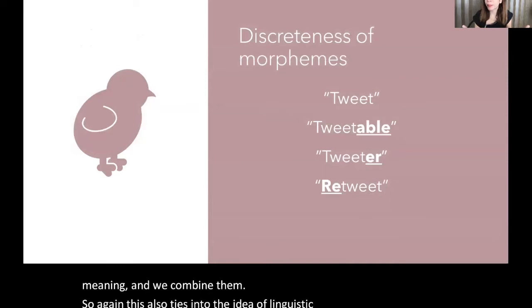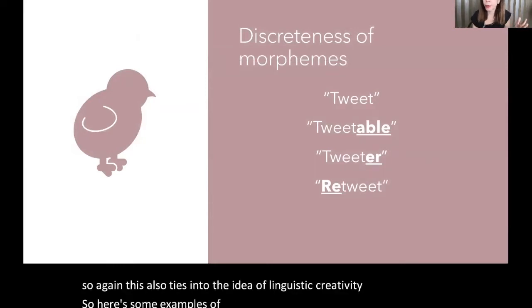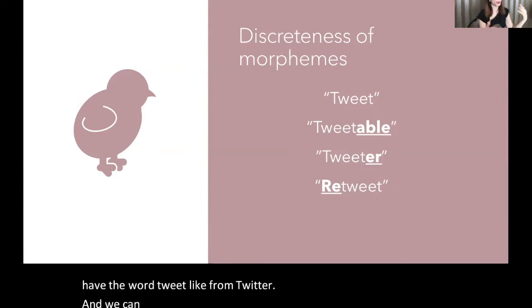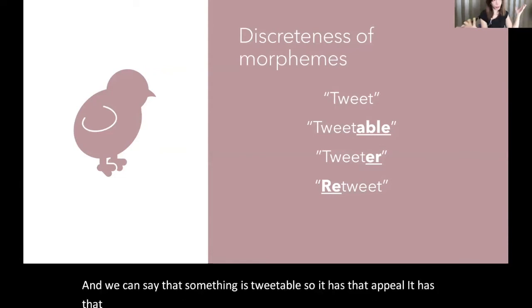So here are some examples of discreteness in morphemes. We can have the word tweet, like from Twitter, and we can say that something's tweetable. So it has that appeal, it has that energy, like an adjective, tweetable.